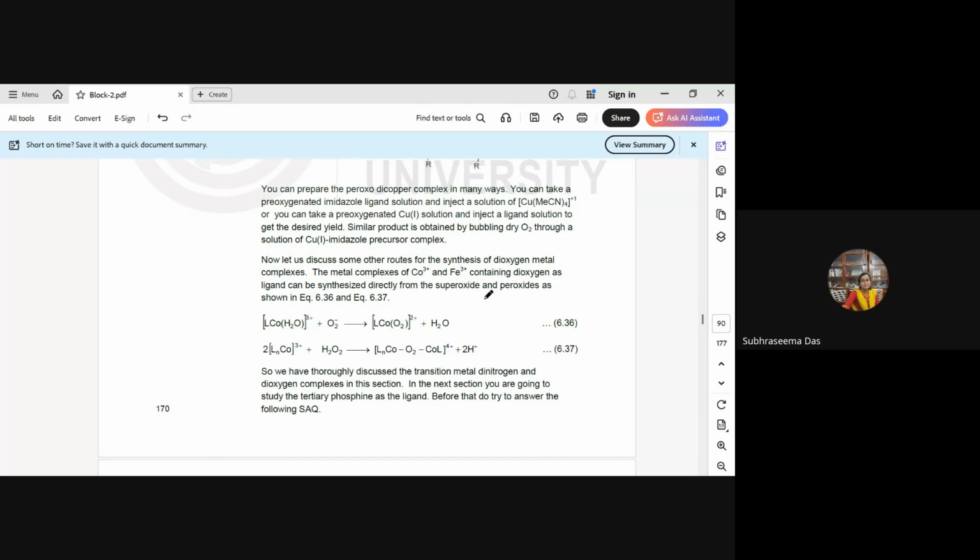Now let us discuss some routes for the synthesis of dioxygen metal complexes. The metal complexes of Co3+ and Fe3+ which contain O2 can be synthesized directly from superoxide and peroxides, as shown here. For cobalt 3+ and Fe3+, we can directly use H2O2, which is a precursor for providing O2. Even superoxide O2 minus we can use. It will also give the O2 ligand that will directly attach to this cobalt complex, as you can see here.